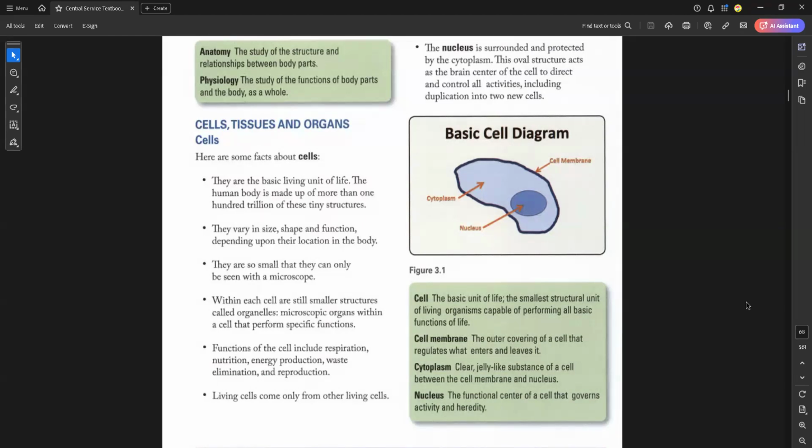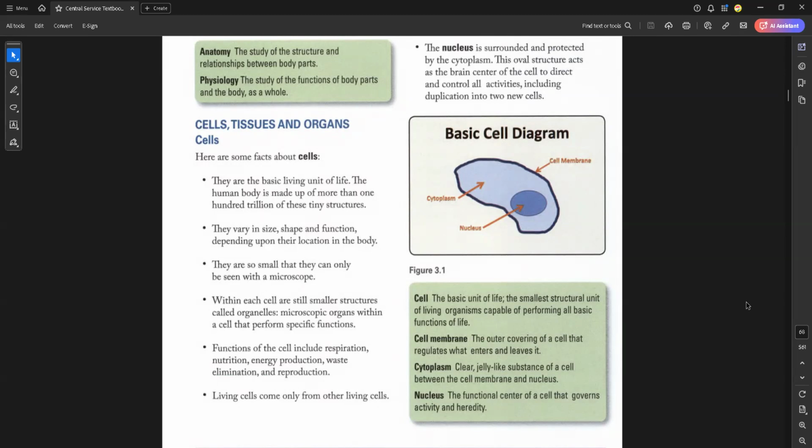the cells. Because we said cells are the basic unit of life, meaning that the cells must be surviving for us, the human being, to survive. Living cells come only from other living cells. Very interesting. Now, let's look at the diagram.